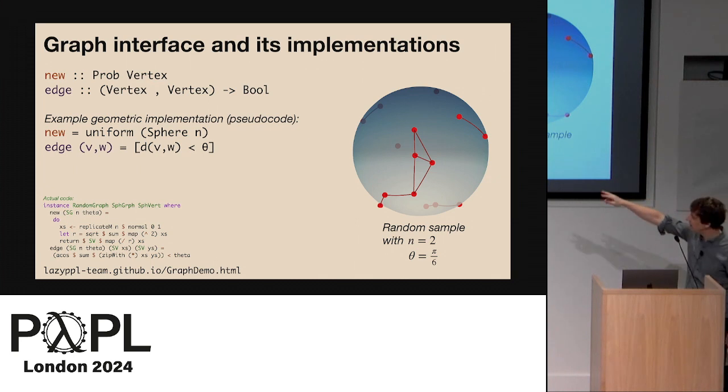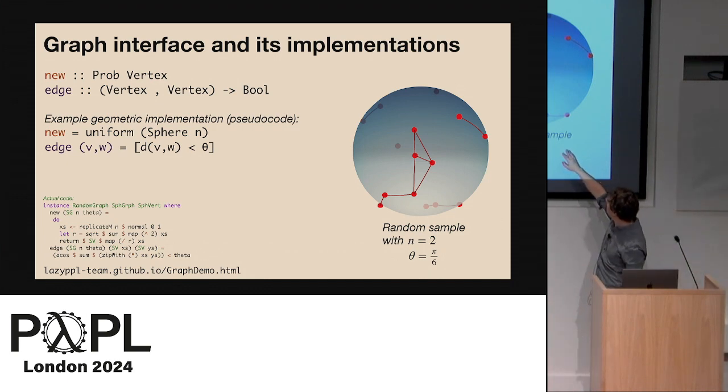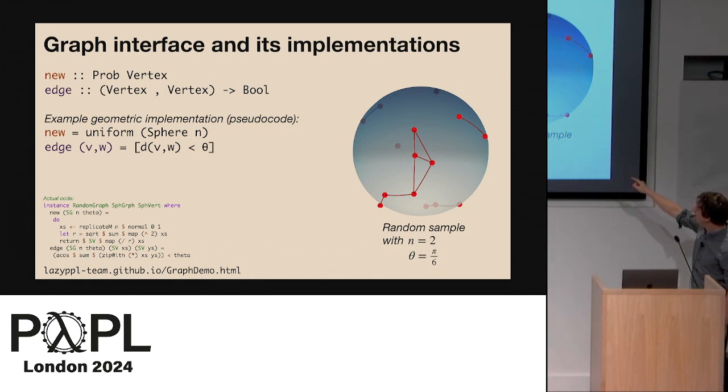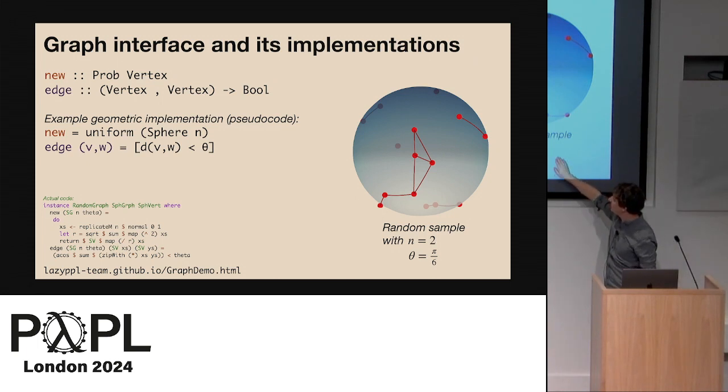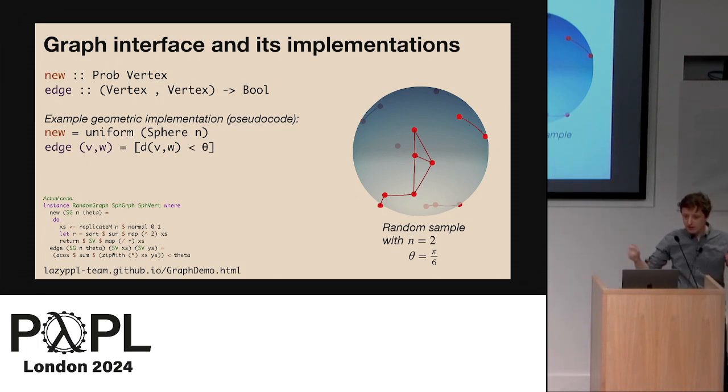Here's pseudocode. You can read the actual implementation online. So new randomly picks a point on the sphere. Let's do it uniformly. So we uniformly pick a point on the sphere, and that's a new vertex. There's an edge between 2 vertices if and only if the distance between them is less than some parameter theta. So we can then randomly sample. Here's a random sample with, I think, 14 vertices. And theta was picked to be pi by 6, and it's a 3D sphere. But we can vary those things.